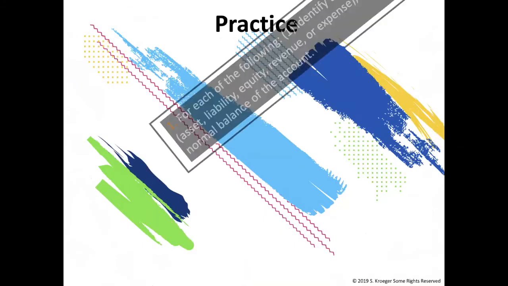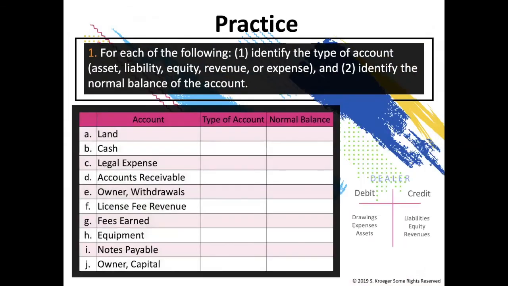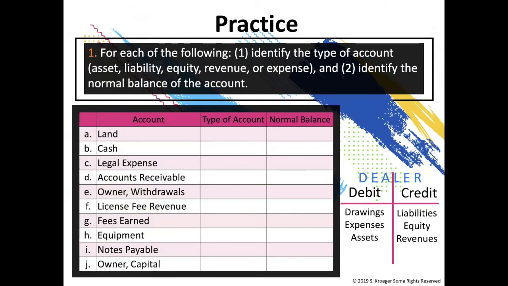Let's practice this now. This is number 1 on your classwork. Here we have 10 different accounts. First, choose the category it belongs to: assets, liabilities, equity, revenue, or expense. Revenue and expenses are part of equity, but we're going to keep them separate here because their debit and credit balances are different. Okay. After we choose the type, we're going to choose the normal balance of that account, debit or credit.